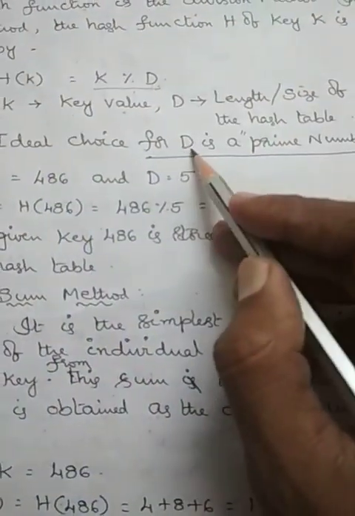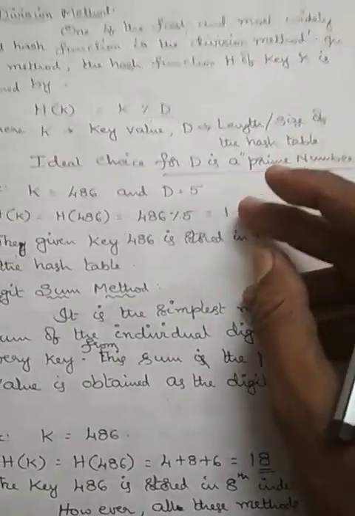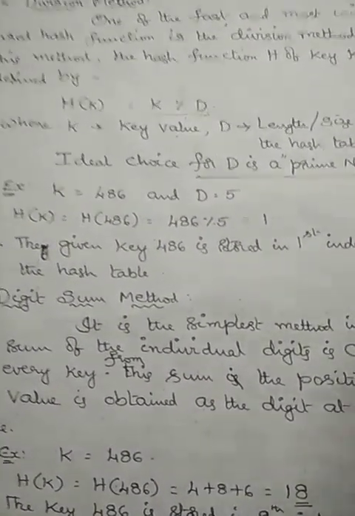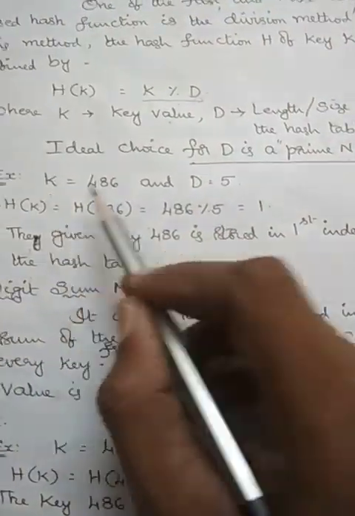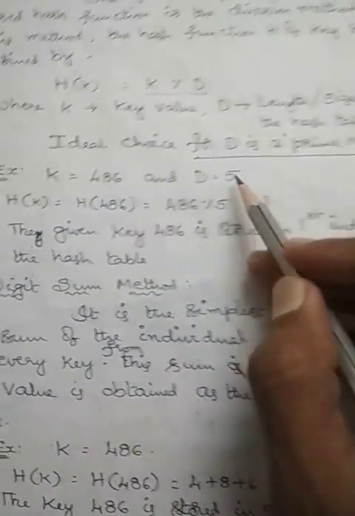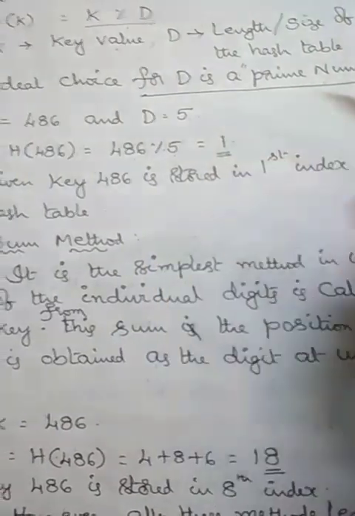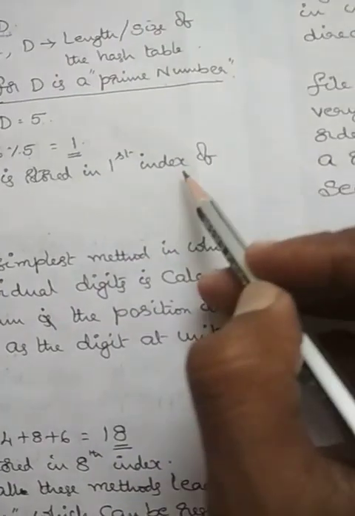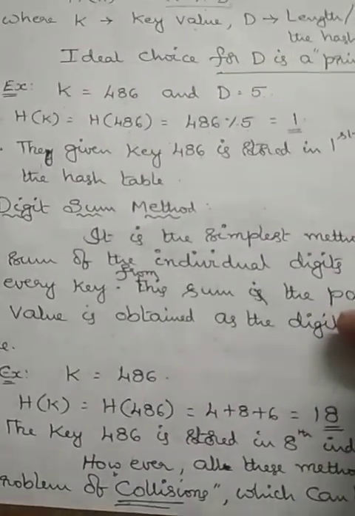The ideal choice for the size of the array is a prime number, because a prime number has only two factors, 1 and itself, so we don't get duplicate locations for storing the data values. Now let us consider k equal to 486 and d equal to 5, where 5 is a prime number. When we divide 486 by 5, we get the remainder 1. That means the key 486 is stored in the first index of the hash table. This is the most widely used and acceptable kind of division method.